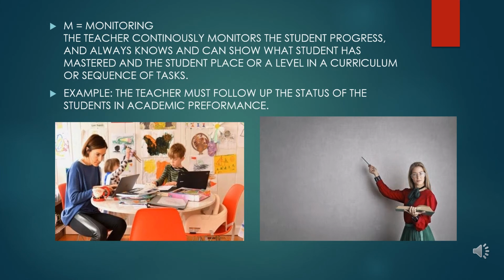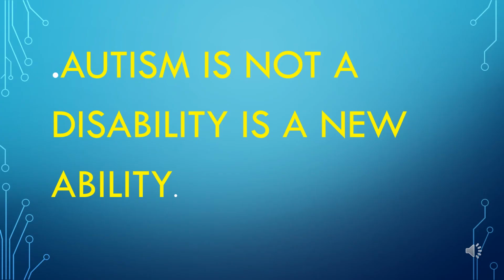Number eight, monitoring. The teacher continuously monitors the student's progress and always knows what the student has mastered and thus can place a label in a curriculum or sequence of tasks. For example, the teacher must follow up the status of the students in academic performance.